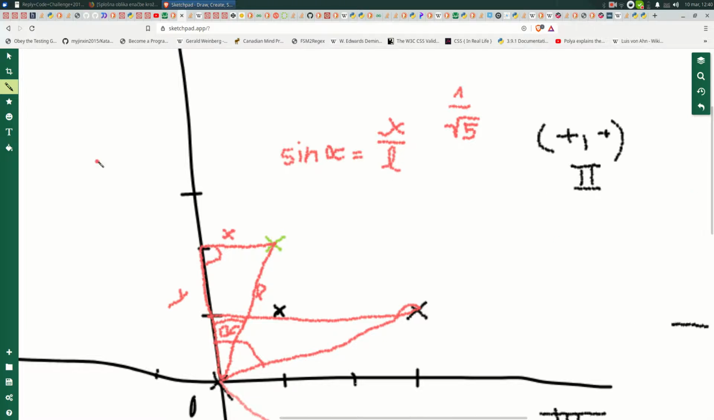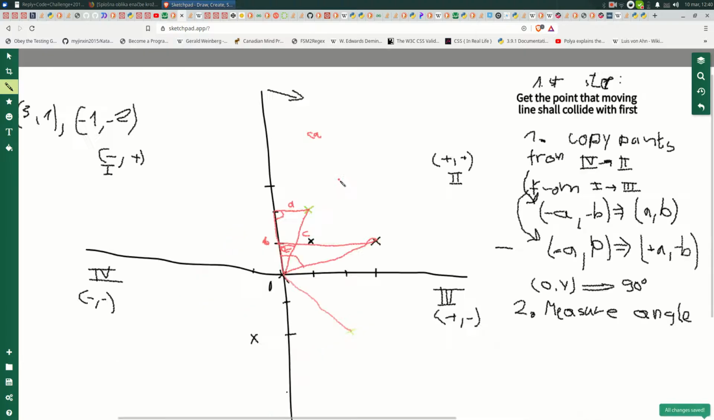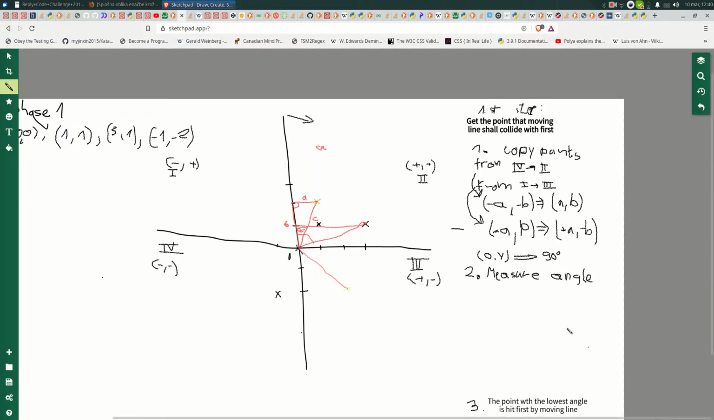So we say over here, and I guess we shall rename that. If that is A, that is B, and that is C, and we're interested in alpha. We'll just calculate. Measure angle.